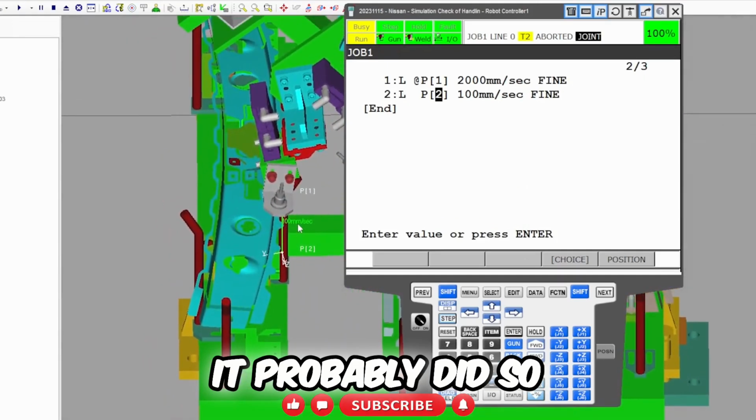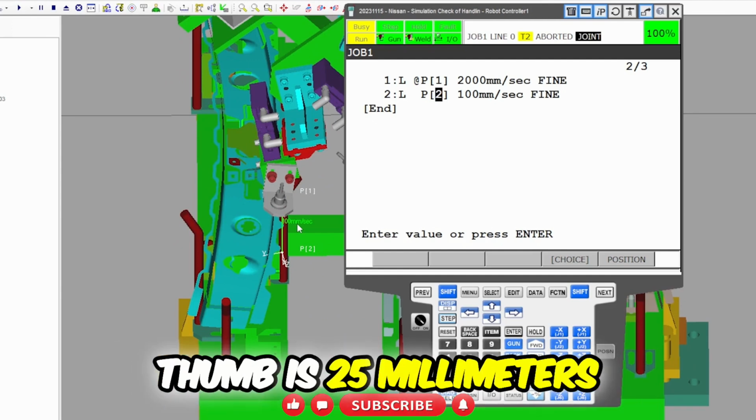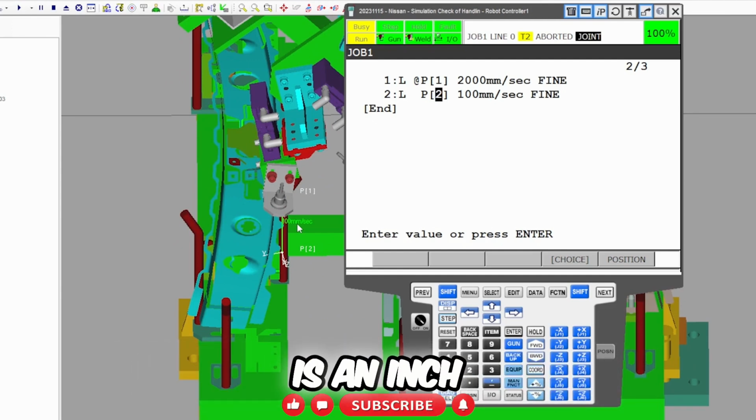And it probably did. So whenever we went from 300, we're talking in millimeters. So roughly, a good rule of thumb is 25 millimeters is an inch.